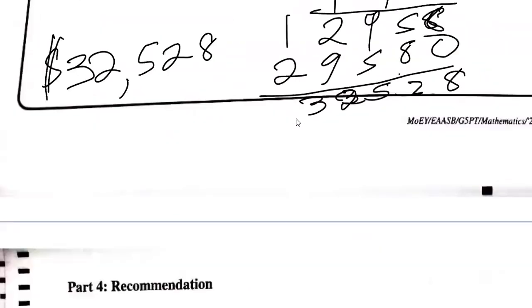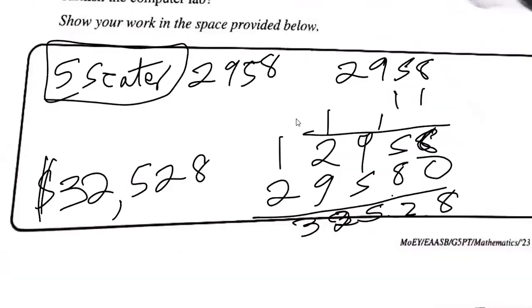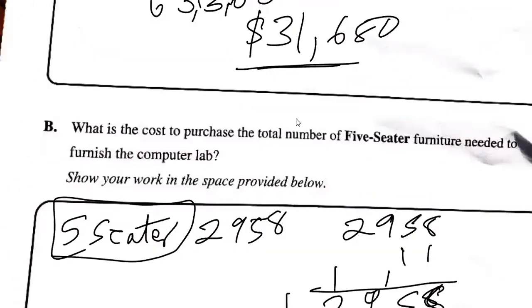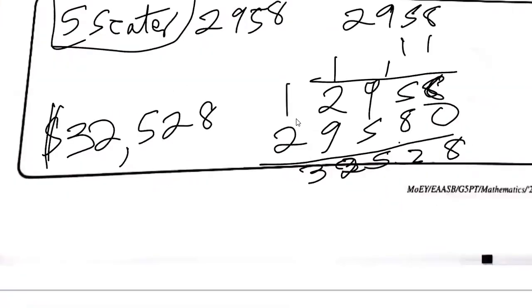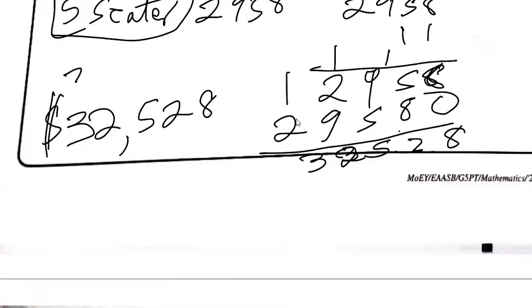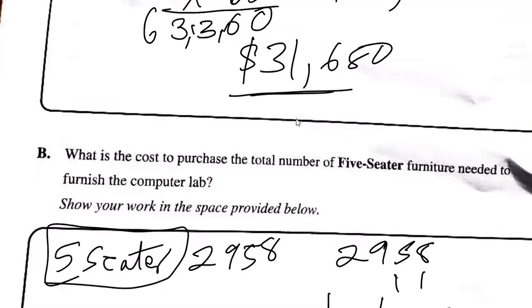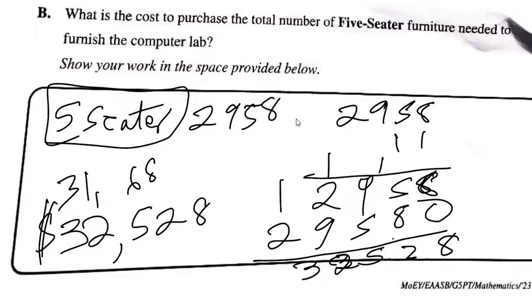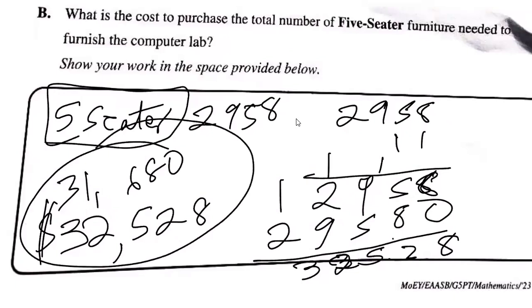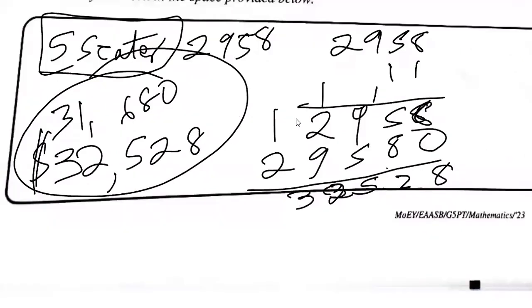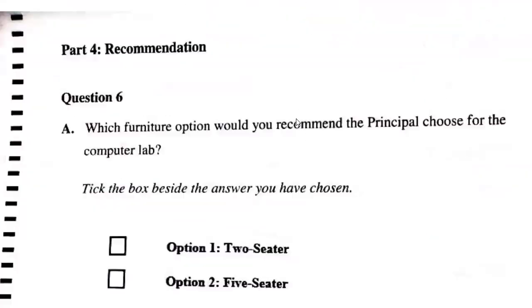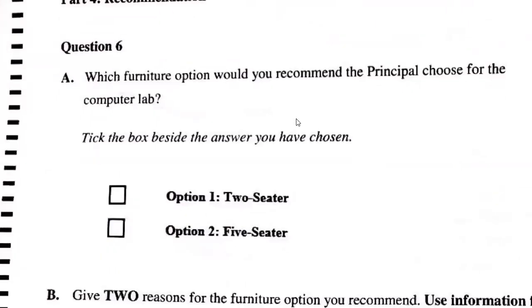So one costs 32,528, and one costs 31,680. Very interesting. So our difference is about $850, as this costs 320... there it is. 320 plus 5, that's 820. Alright, cool. Recommendation: which option would you recommend the principal to choose?